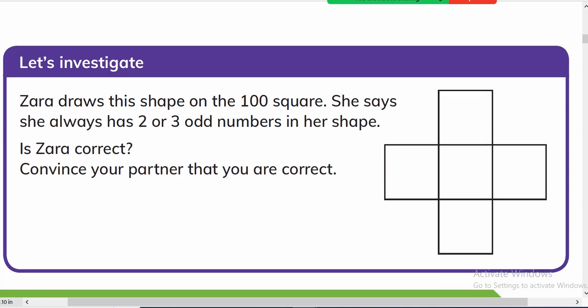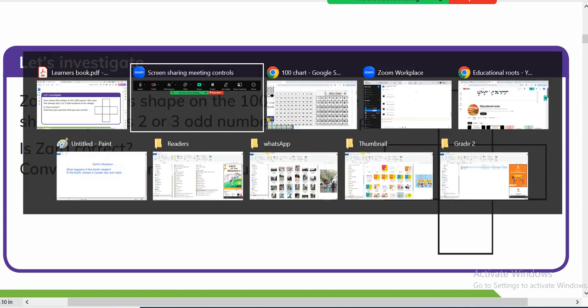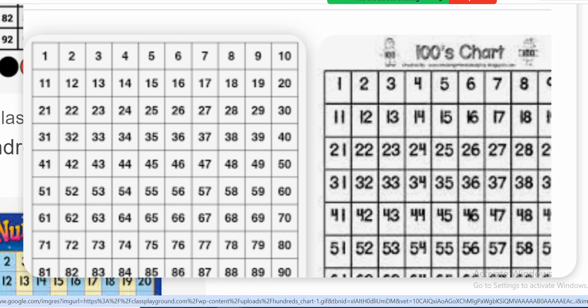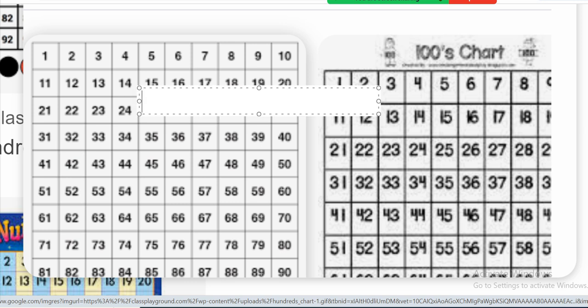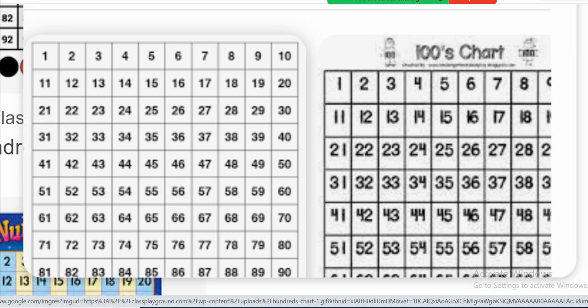Let's investigate. Zara draws this shape on a 100 square. She says that she always has 2 or 3 odd numbers in her shape. Is Zara correct? Convince your partner. Let's see if she is correct. She said that she draws a shape. Let me draw a shape randomly over here.